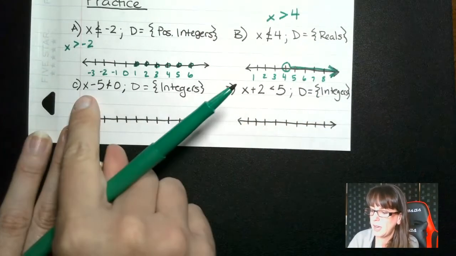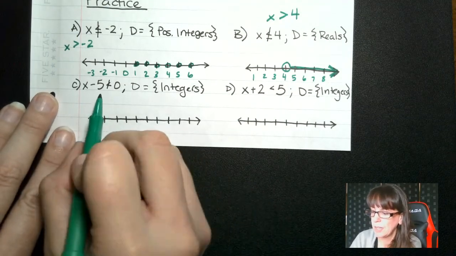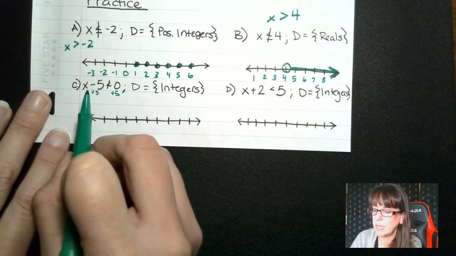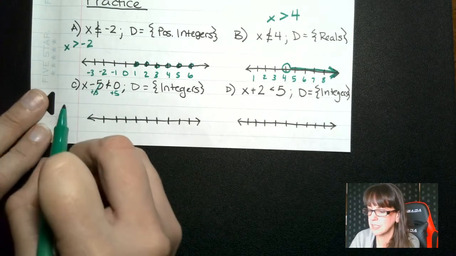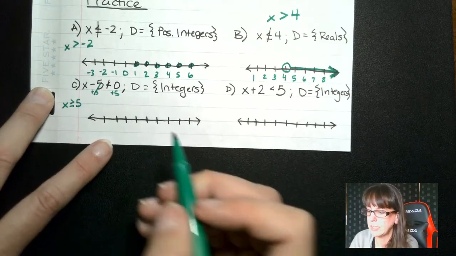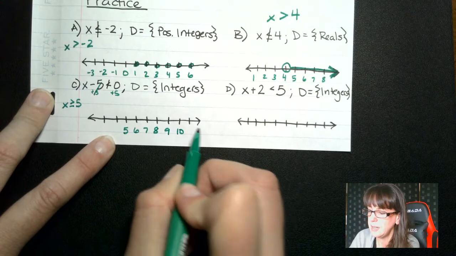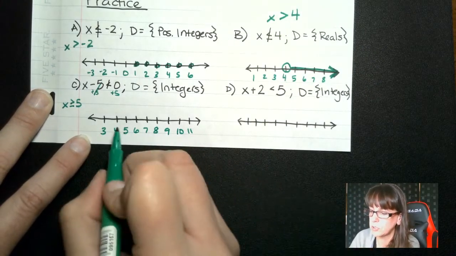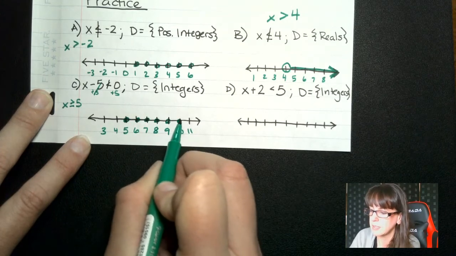All right. x minus 5 is not less than 0. So we want to add 5 to both sides. When we do that, these cancel out, and we get x is not less than 5, which means x is greater than or equal to 5. And we want all integers. So 5, 6, 7, 8, 9, 10, 11, 4, and 3. So x is greater than or equal to 5, and we want integers, so we're going to include 5, and we're going to get the rest of these here.